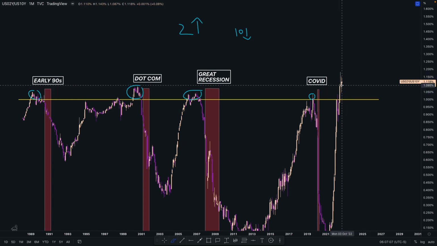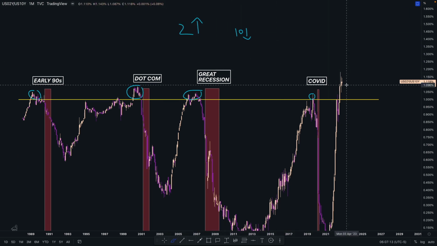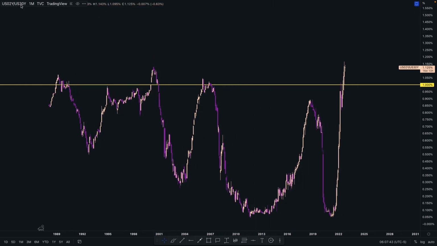And on top of that, we've never been this inflated before, where 2-year yields have been higher than 10-year yields at such an insane price. Now, this is the same exact chart, but instead of the 10-year yields, this is also the 30-year yields. And you see the same exact thing, right? We are at points where we've never been before.